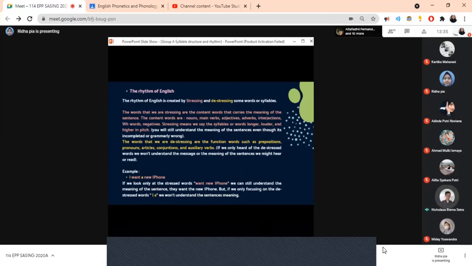The words that we are destressing are the function words such as prepositions, pronouns, articles, conjunctions, and auxiliary verbs. For example, the yellow one is the unstressed and the red one is the stressed word. I want a new iPhone. If we look only at the stressed words, want new iPhone, we can still understand the meaning of the sentence. But if we only focus on the destressed words I and a, we won't understand the sentence meaning.